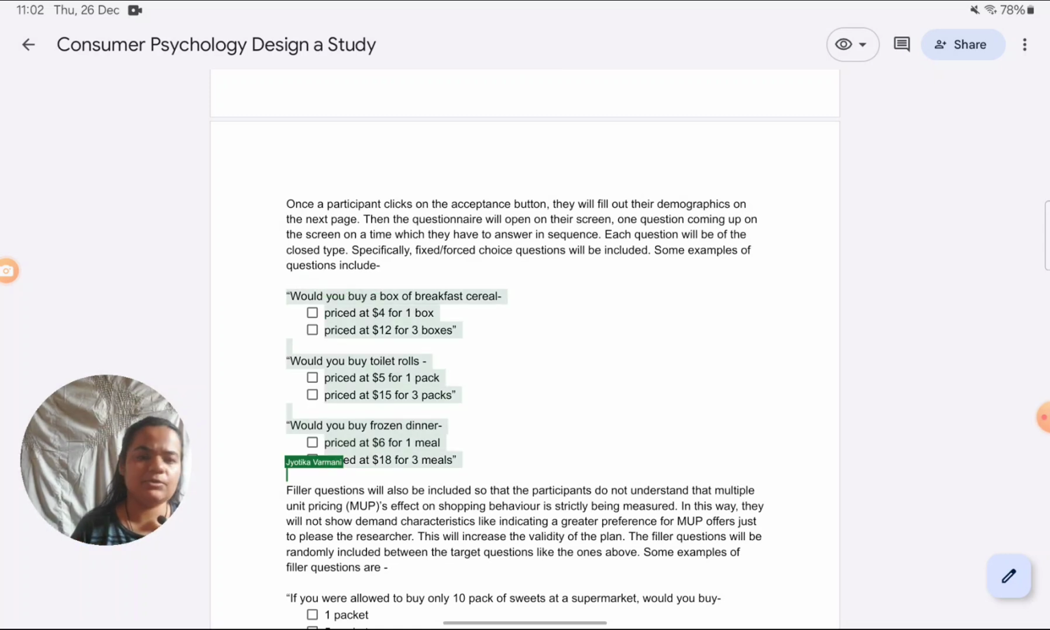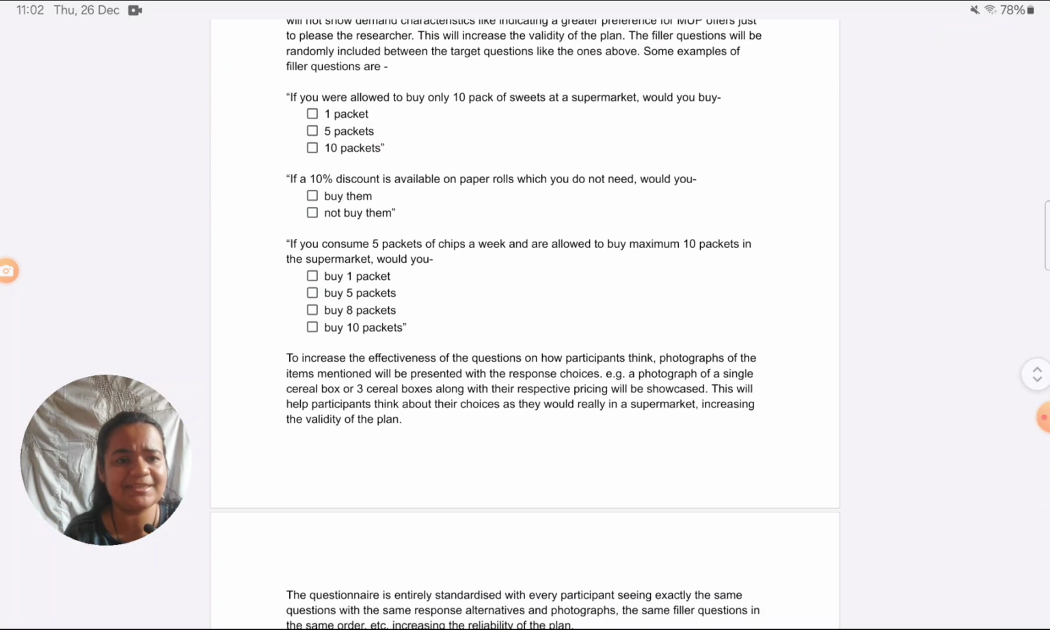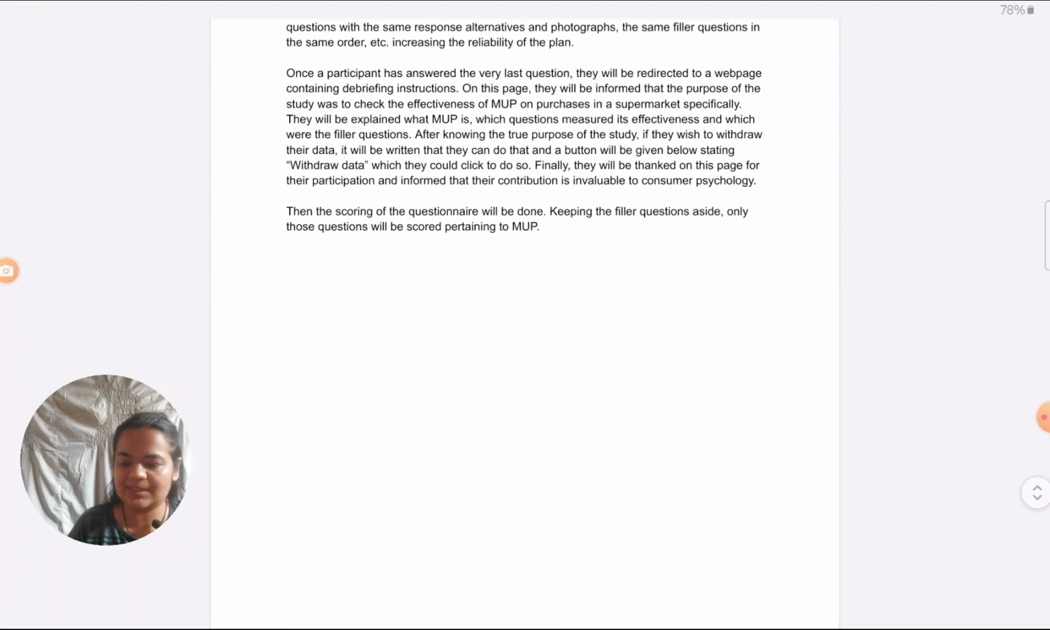Always the second option is the MUP option. So participants who are clicking on the second option are the ones who are showing preference for MUP versus those who are clicking the first option. They are showing preference for SUP. So if I want to see whether MUP is effective, I need to calculate how many participants are selecting the second option, and if there are more such participants as compared to those who are selecting SUP, that means MUP is more effective for purchasing. So I just need to explain those things here.